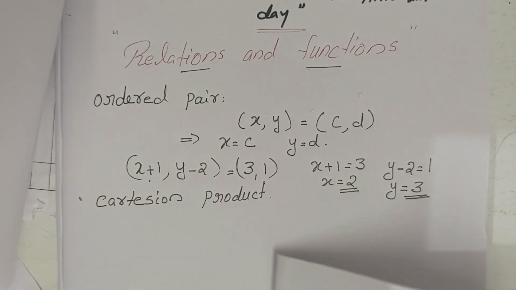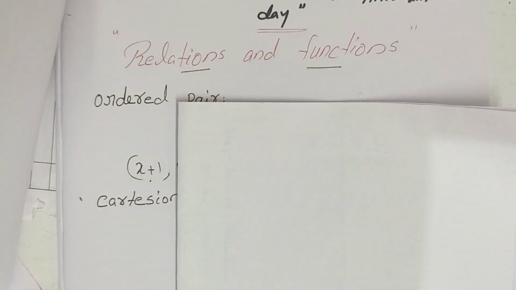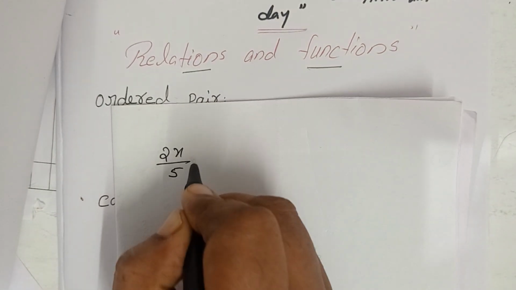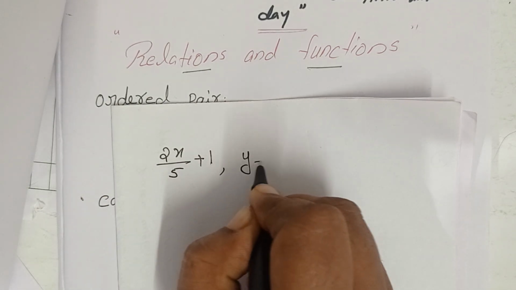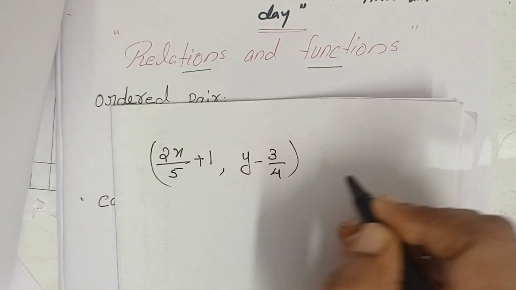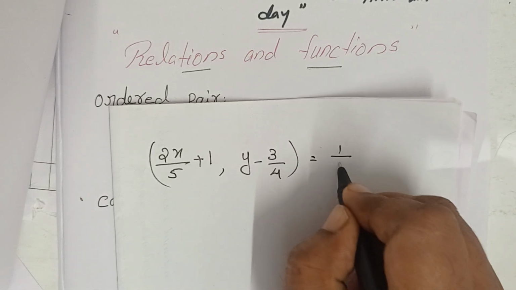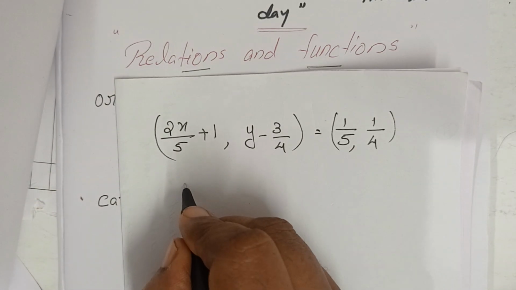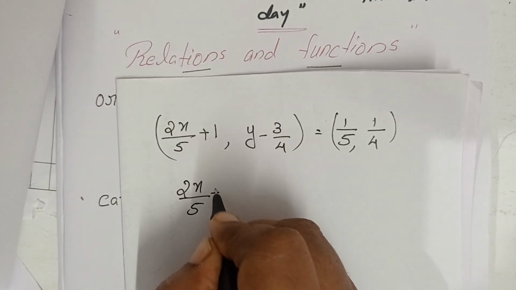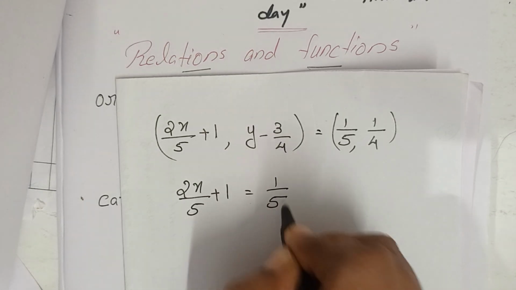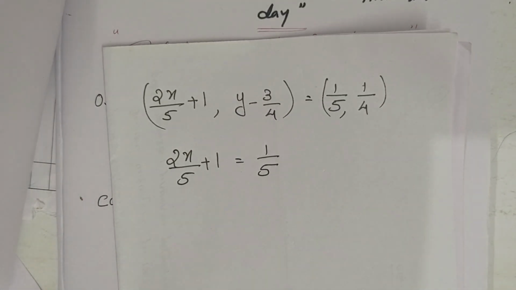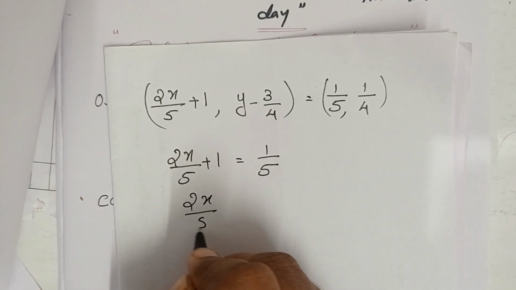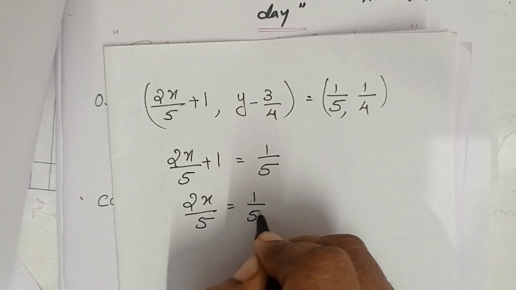Write one question. If (2x by 5 plus 1, y minus 3 by 4), fractional type, is equal to (1 by 5, 1 by 4). Equate 2x by 5 plus 1 is equal to 1 by 5. Understand? This is a linear equation. When we move this plus 1 to the other side, 2x by 5 is equal to 1 by 5 minus 1.